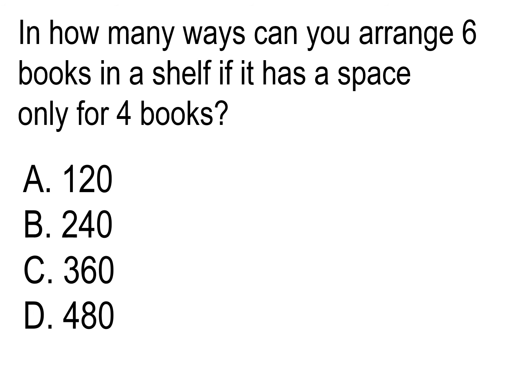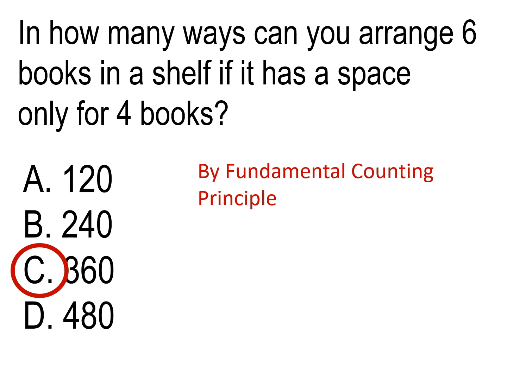Parehas lang ito doon sa unang example. In how many ways can you arrange 6 books in a shelf if it has a space only for 4 books? Okay? So, meron kang 6 na books, pero ang shelf mo, 4 lang ang space para lang sa 4 na libro. Okay? So, ang sagot natin dito ay 360. We are going to use again the fundamental counting principle. So, 6 times 5 times 4 times 3. It will give you 360.